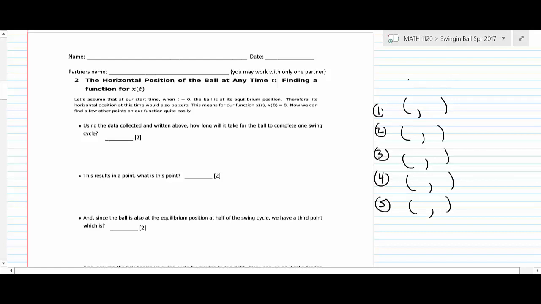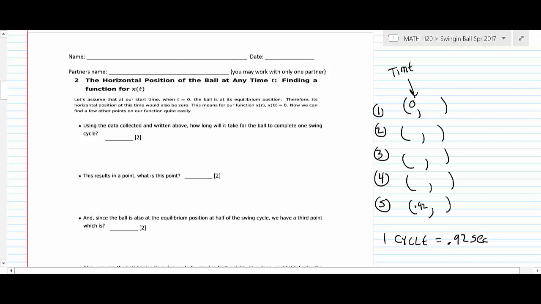What's going to go here is time. And remember, we just figured out that one cycle is equal to 0.92 seconds. I told you 5 cycles is 4.6, so that's what one cycle is. Now, these are times. So where would you expect the time to start? 0. Where would you expect it to end at your 5th key point?